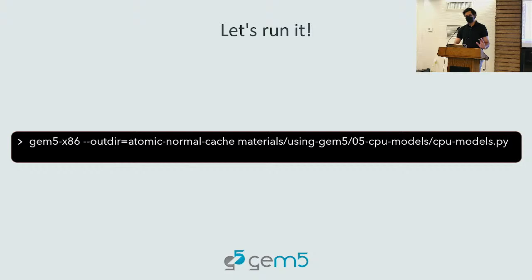So you can just rerun whatever you ran, making sure that you used the out directory and passed some path to it. As an example, I'm calling it atomic normal cache. This is with the baseline cache we used and the atomic CPU. So if you did not use a separate folder, please just rerun one time with this path. And if you all are done, we can move forward to the next step.